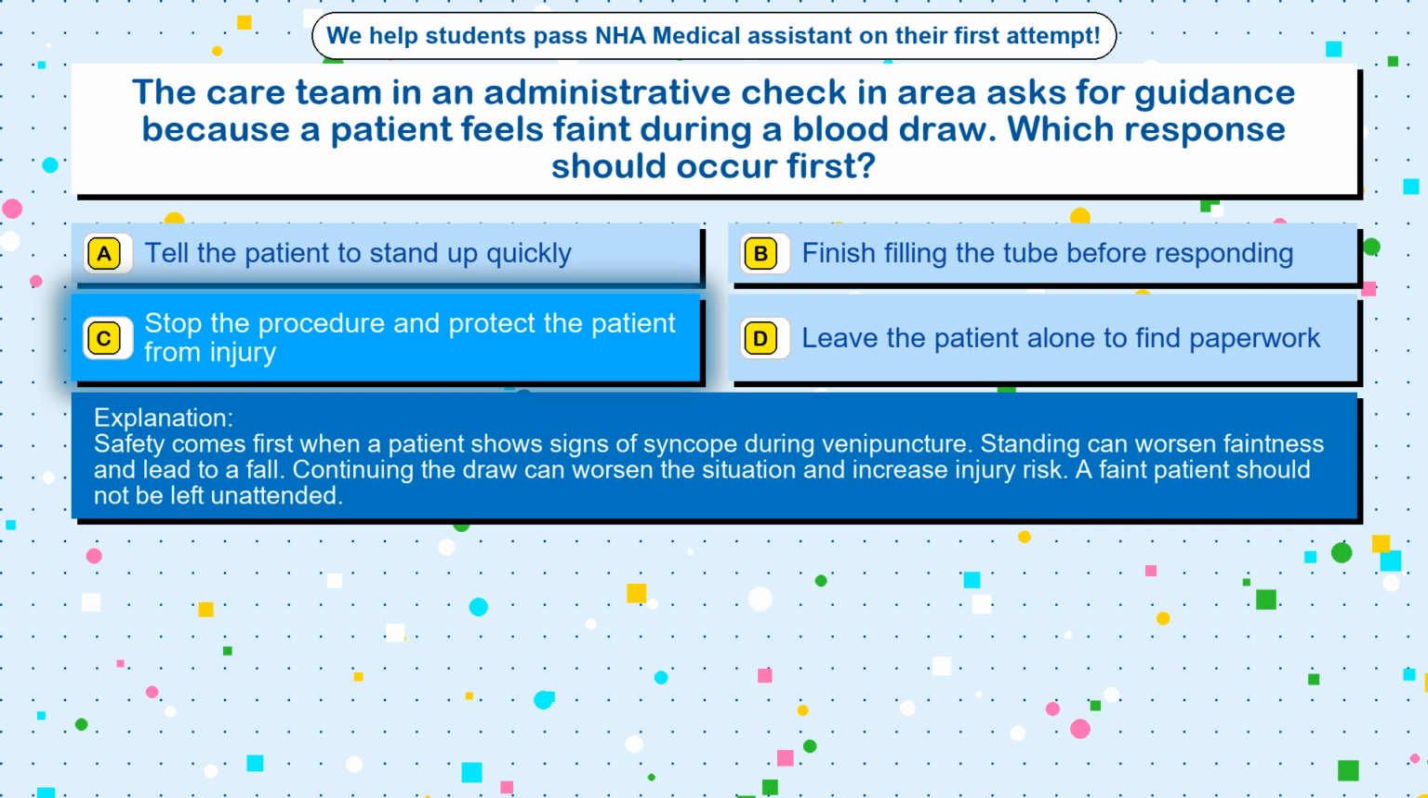Safety comes first when a patient shows signs of syncope during venipuncture. Standing can worsen faintness and lead to a fall. Continuing the draw can worsen the situation and increase injury risk. A faint patient should not be left unattended.